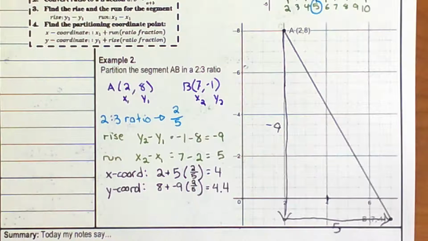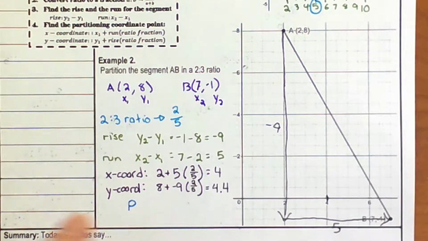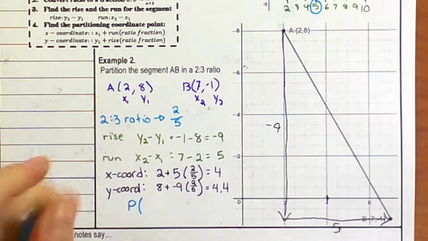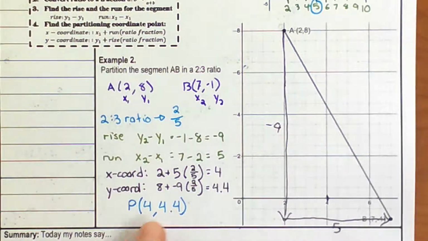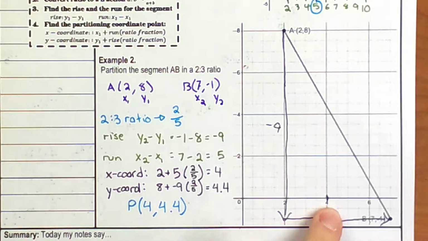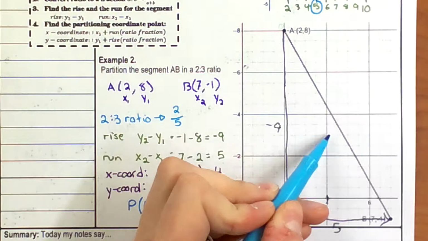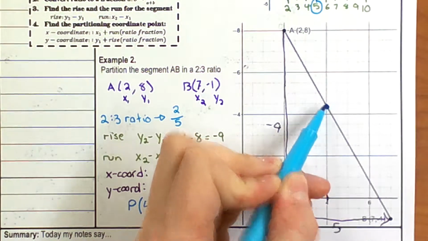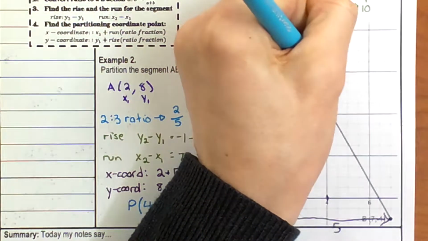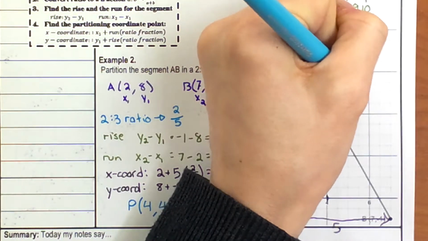4.4. So if we want to think about what is our final answer, our point labeled P for partitioning, it's going to be x comma y. So 4 comma 4.4. So from 0 over 4, up 4.4. So 1, 2, 3, 4. So that would be 5. So if we look right there, there is our partition. So I'm going to label it P is 4 comma 4.4.